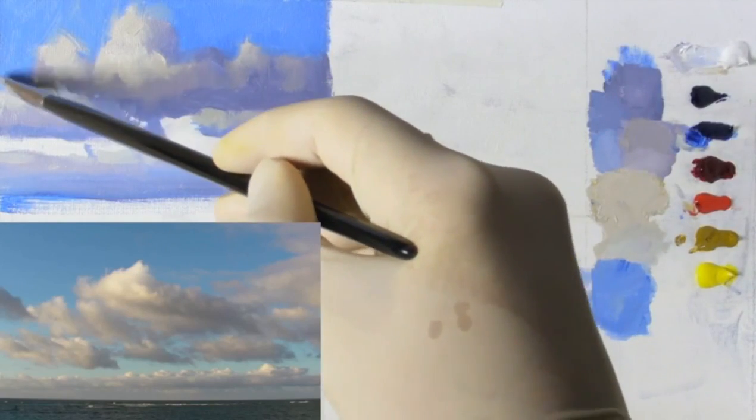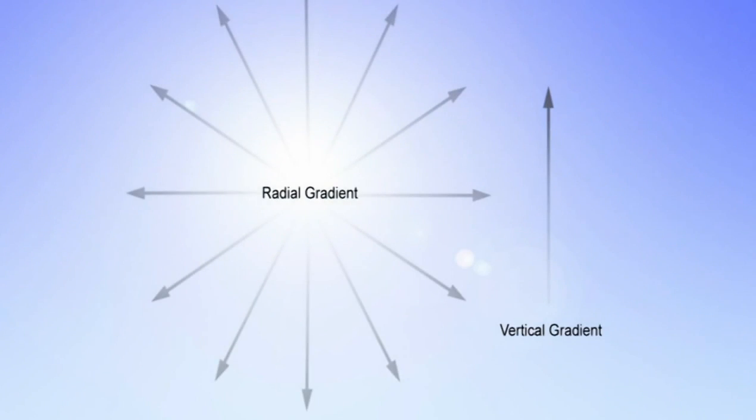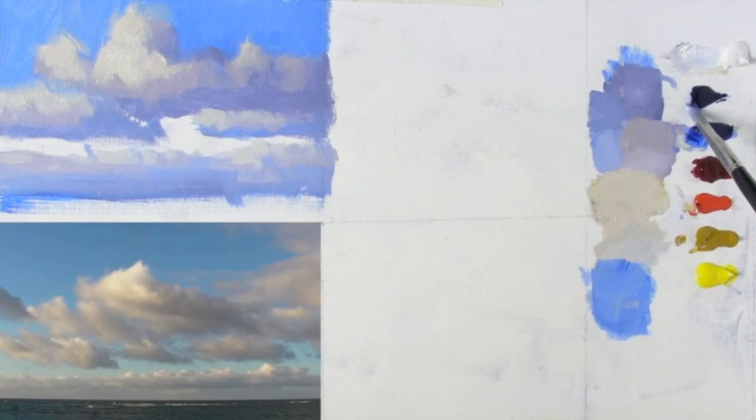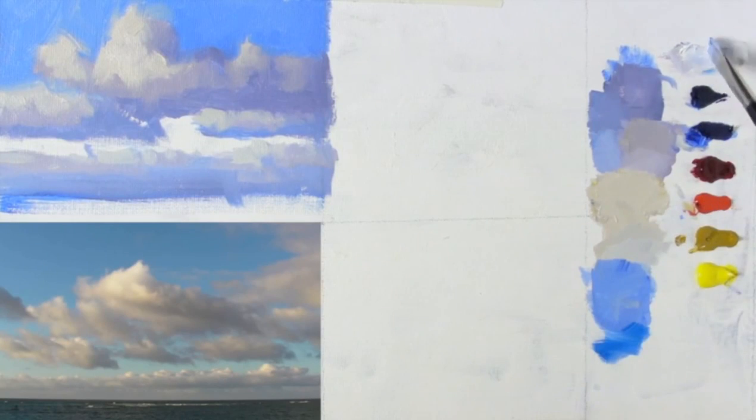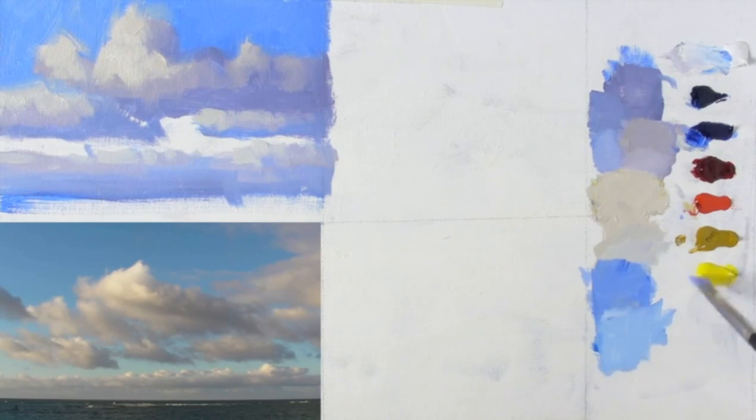I've used a pure mixture of ultramarine blue and white for the top of the sky. Now every piece of sky has two gradients working within it. There's the vertical gradient and the radial gradient from the sun. And you can see in the photo here it obviously gets lighter as it gets closer to the horizon, and the hue's also changing, so it gets cooler, pushed more towards yellow or green.